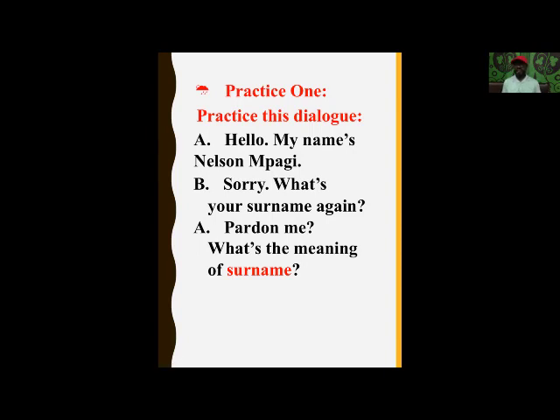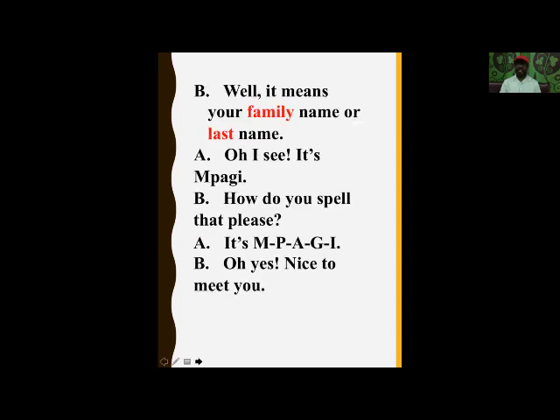Hello, my name is Nelson Mpaji. Get a partner and practice the dialogue. If you don't have a partner, you can simply write, and when you come to school, I'll get you a partner and we shall practice the dialogue. Practice the dialogue and remember the intonation. Change your voices.